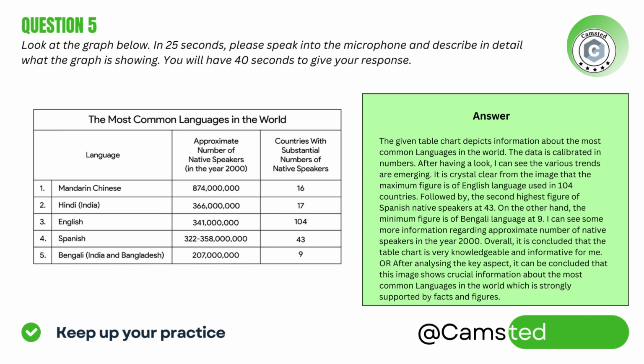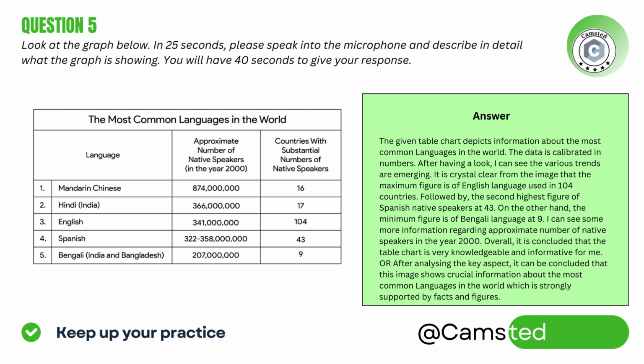Followed by the second highest figure of Spanish native speakers at 43. On the other hand, the minimum figure is of the Bengali language at 9. I can see some more information regarding the approximate number of native speakers in the year 2000. Overall, it is concluded that the table chart is very knowledgeable and informative for me.